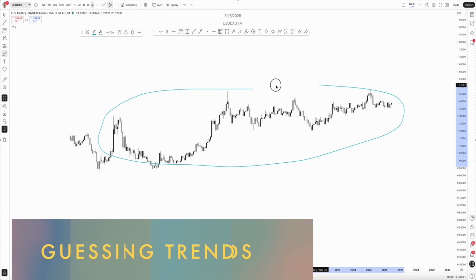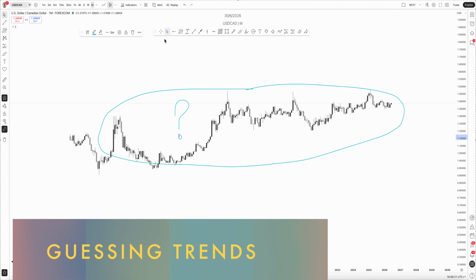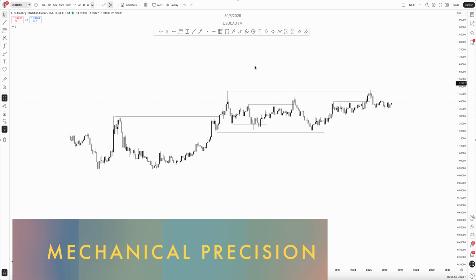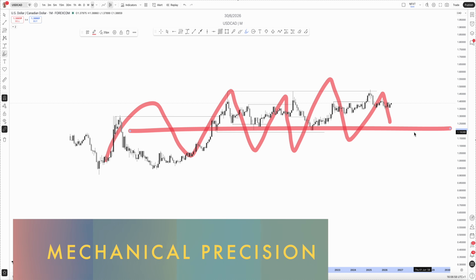Staring at chaotic candles and guessing when the trend starts is how you blow accounts. When your execution lacks a mechanical process, you're just gambling with your capital and hoping for a miracle. Watch carefully because I'm about to show you the high-speed logic that turns market noise into absolute mechanical clarity.